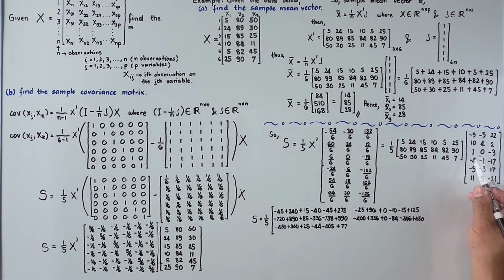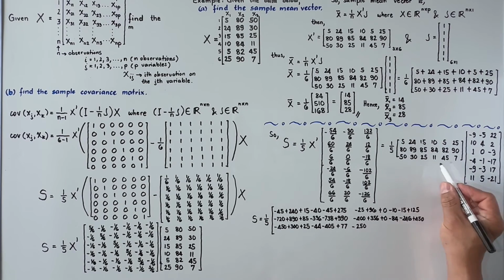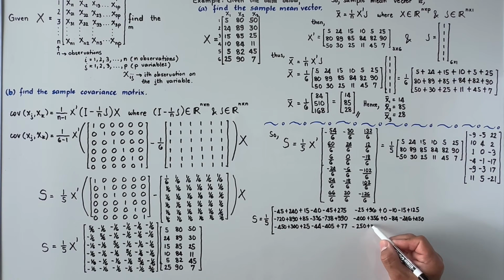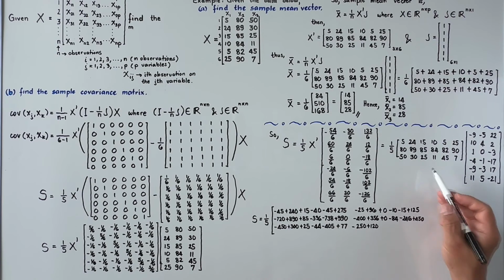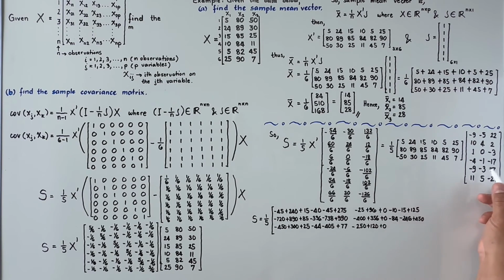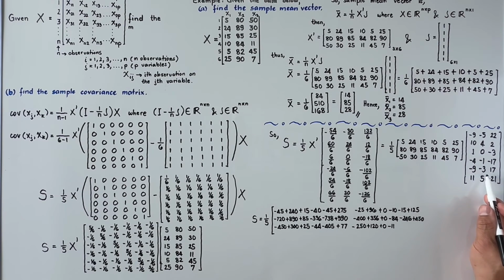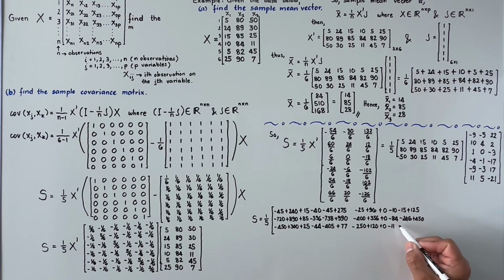Also, the third row by the second column, we have 50 times negative 5, we have negative 250. 30 times 4, we have positive 120. And then 25 times 0, that's 0. 11 times negative 1, we have negative 11. And then 45 times negative 3, we have negative 135. And 7 times 5, we have 35 here.